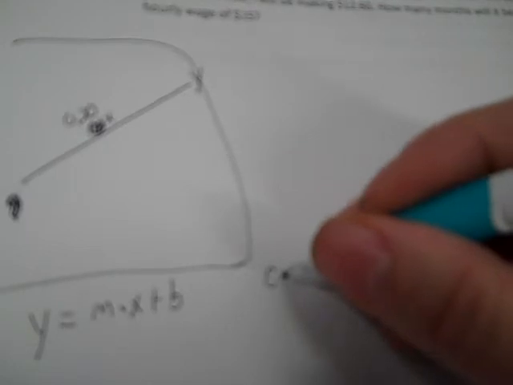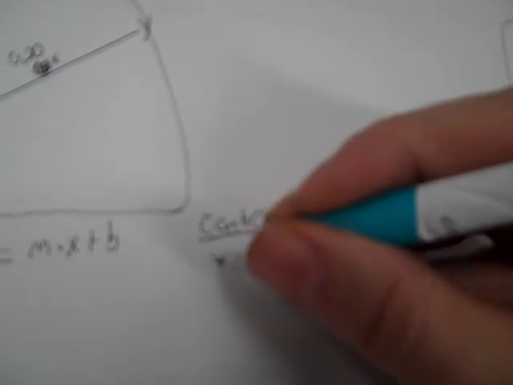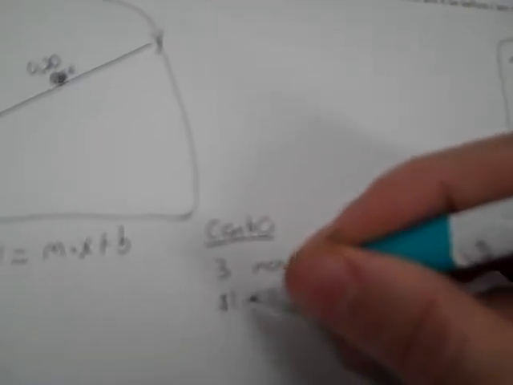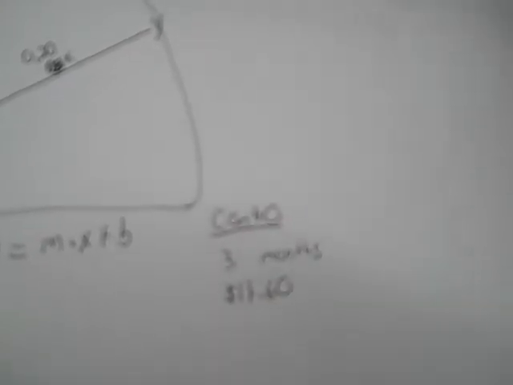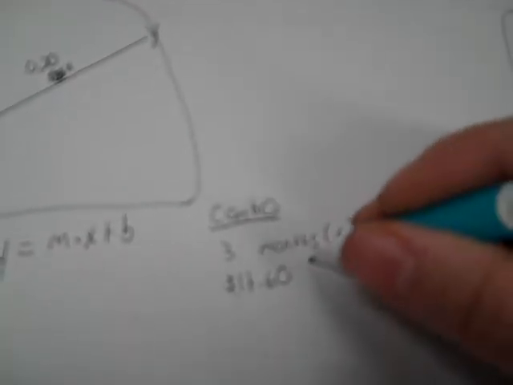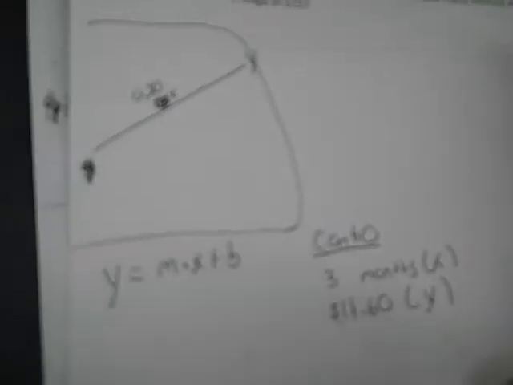So y equals m dot x plus b. So combo, and got to be in the same: 3 months from now, I'll be making $11.60. Okay, so 3 months and $11.60. Now, which one's x, which one's y? So months is x, so I'm going to put an x with the 3, and dollars with the y.